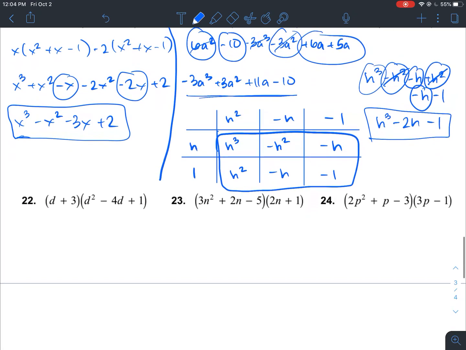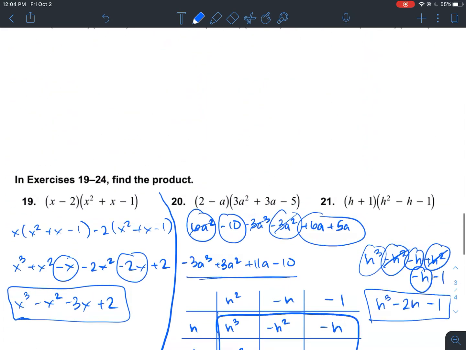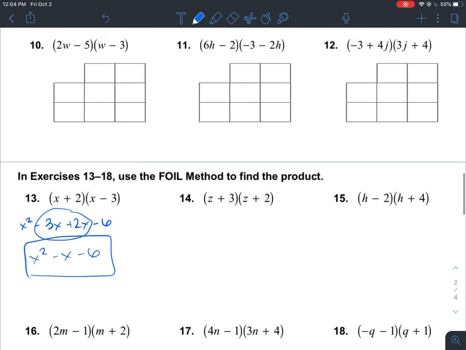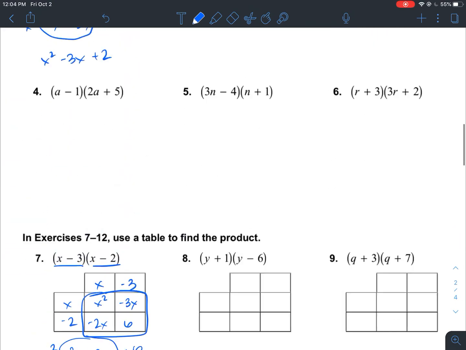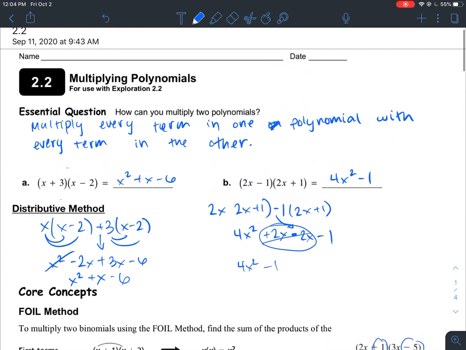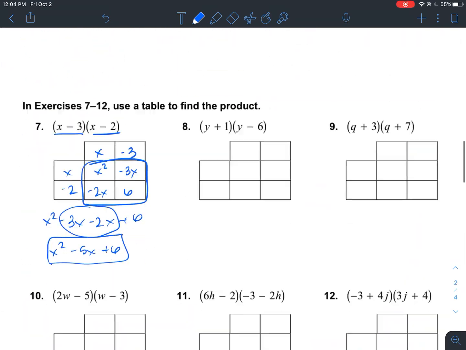Okay, so use your method of choice whenever you're doing these other ones, okay? And then just try and see which one you think works best for you. The table method, the distributive method, or the FOIL method, okay? Find which one that you think is best for you.